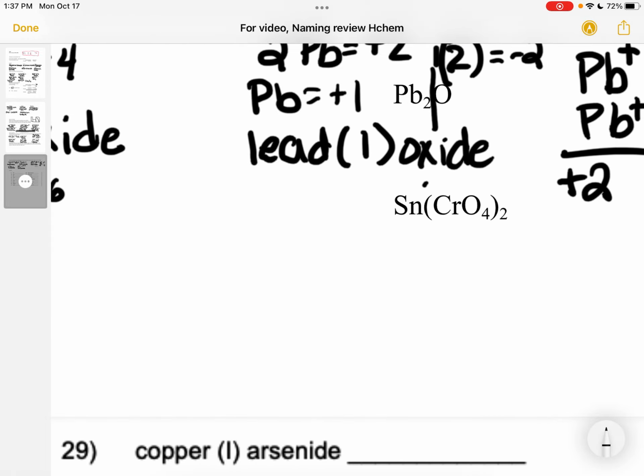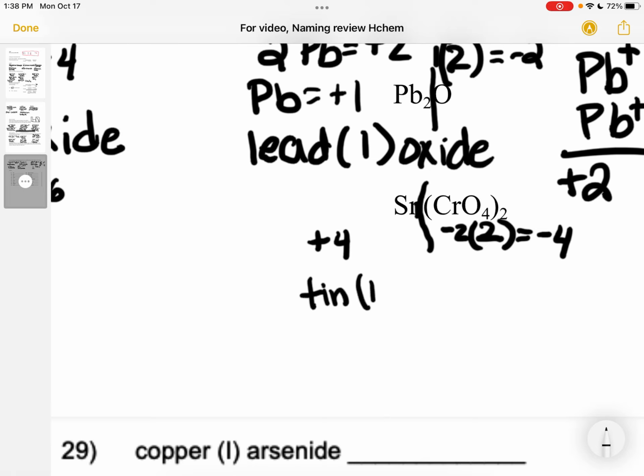Lastly, I've got chromate here. Each chromate is a -2, and we have 2 of them here, so this side is giving me a -4. This side has to be a +4. So this would be tin(IV) chromate.